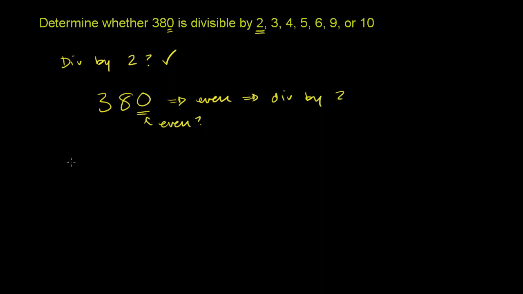Let's think about the situation for 3. Now, a quick way to think about 3 is to add the digits of your number. And if the sum that you get is divisible by 3, then you are divisible by 3. So 380, let's add the digits. 3 plus 8 plus 0 is 11. And if you have trouble figuring out whether this is divisible by 3, you could just add these two numbers again. 1 plus 1 is 2. Regardless of whether you look at the 11 or the 2, neither of these are divisible by 3.